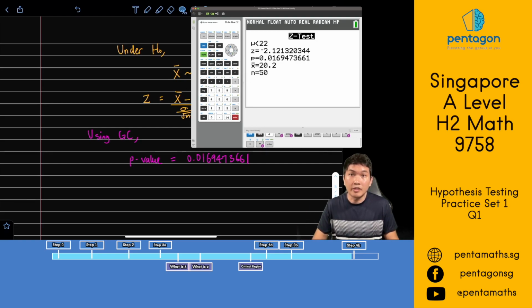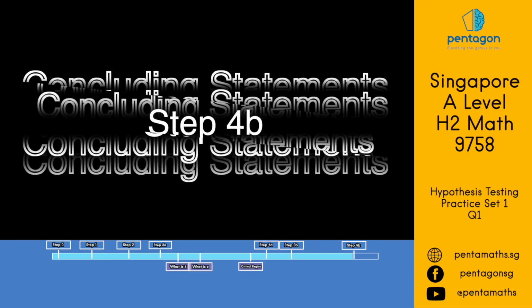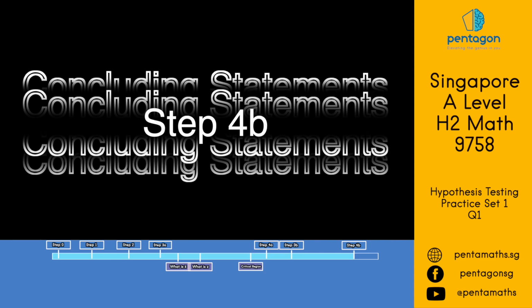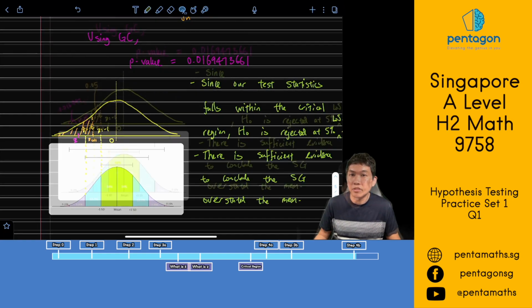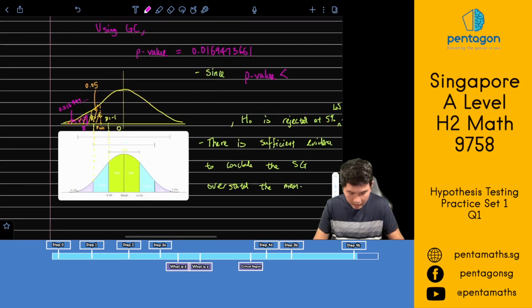Let's write down our concluding statement using the p-value. Welcome back. So let's look at step 4b. How do we conclude using the p-value and the level of significance? The p-value is less than 0.05, which is our significance level. H0 is rejected at the 5% level of significance. And you can also see that using the p-value, the concluding statement is also a lot shorter and sharper. The p-value being smaller than the level of significance is actually saying the same thing as the test statistic being inside the critical region. The second sentence is exactly the same. And this is how we do a hypothesis test question.